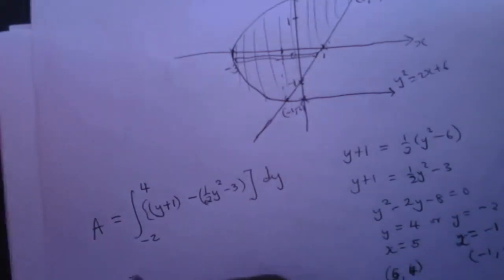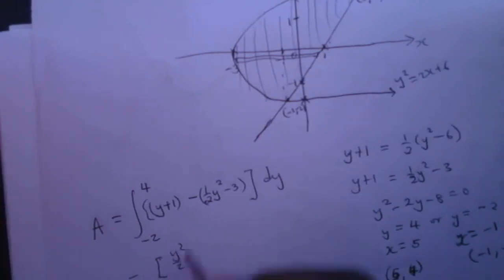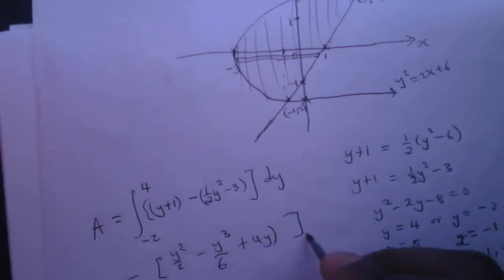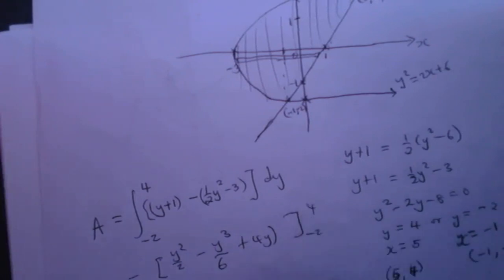So if we do that, it simplifies to just y squared over 2 minus y cubed over 6 plus 4y, all the way from minus 2 to 4, and you can do this on your own, you get 18.